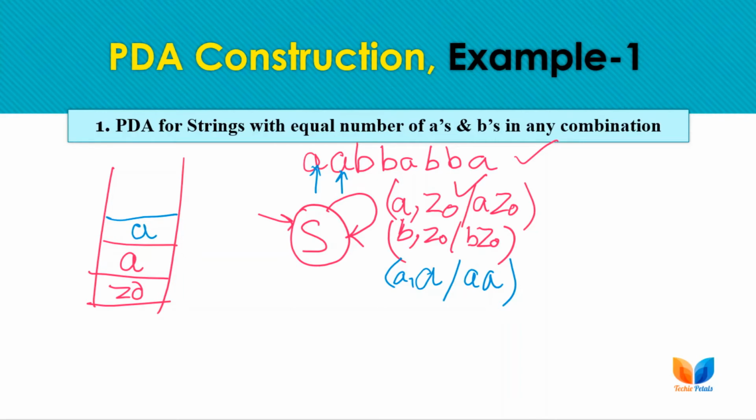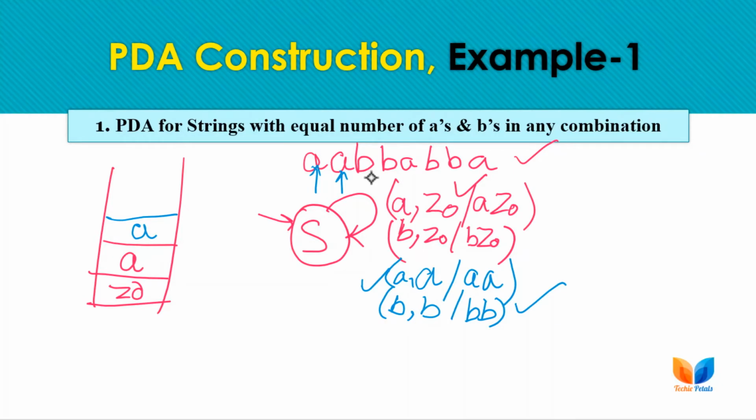Now in the same way, if we have B as an input and the stack top is also B, then we simply push the B onto the stack. Like we had the case for the second A, if we have B as the second symbol and also as the first symbol, then we will be following this transition. So we are writing all the possibilities for any combination of the string.